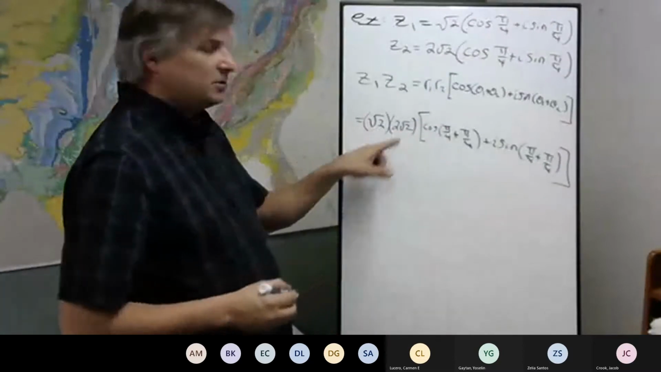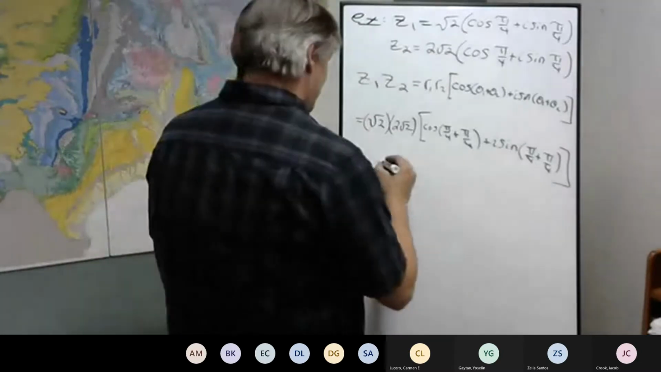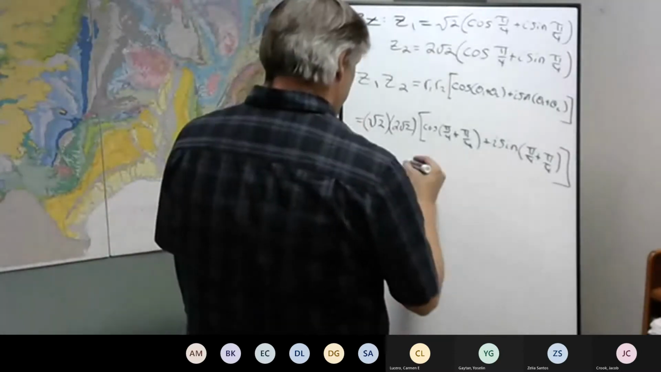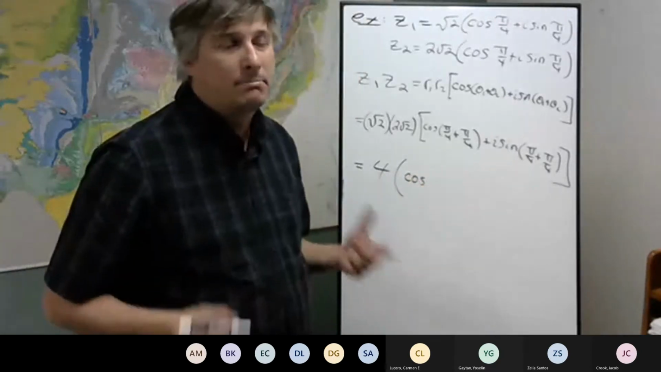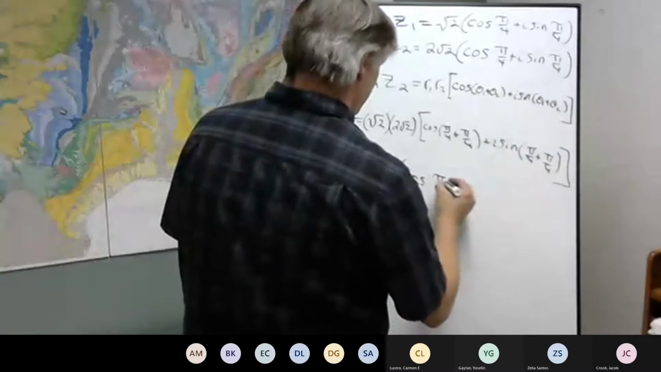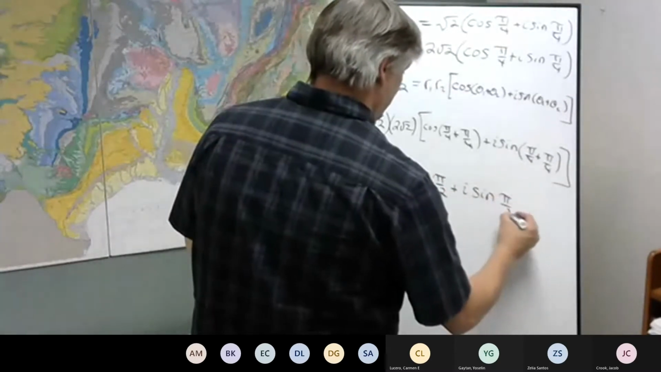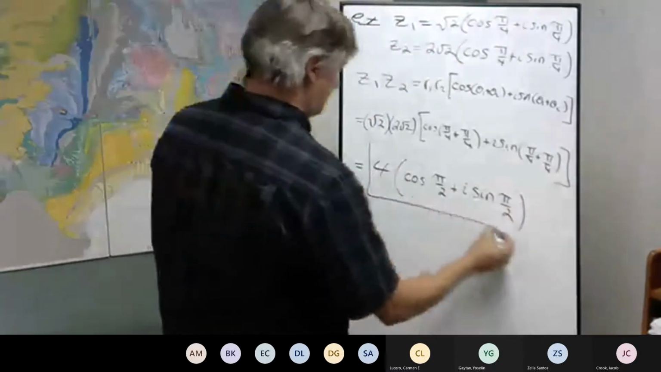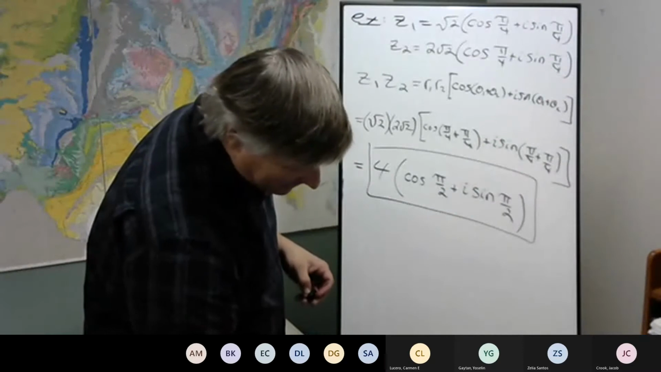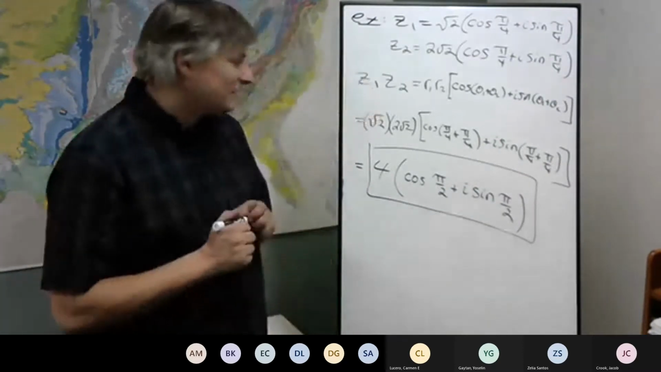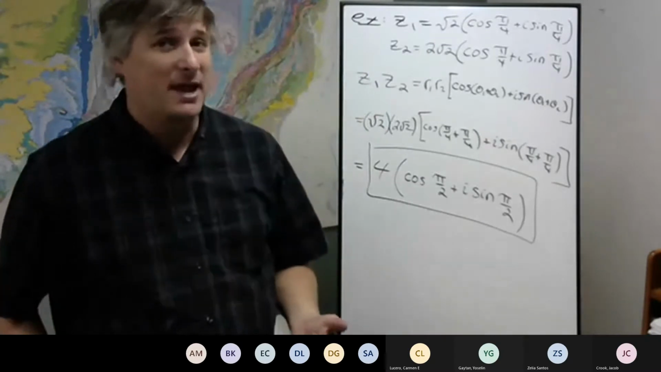Now root 2 times root 2 is 2, and then 2 times 2 is 4. We're going to get 4 on the outside, and on the inside cosine pi over 4 plus pi over 4, pi over 2, plus i sine pi over 2. Now let's double check that real quick. All right, so that's going to be our answer. Questions about that?